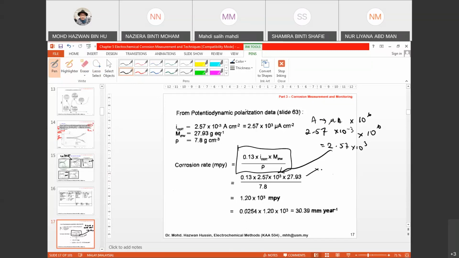This one you obtain from the equivalent weight, molecular weight over valency. For iron, 55.85 over the valency of 2, you will get 27.93. This is the density of iron. So you will get values in MPY. And if you want to convert into MMPY, you have to multiply with a factor. The factor for unit conversion, in order for you to convert MPY to MMPY, is 0.0254. Please remember this value.